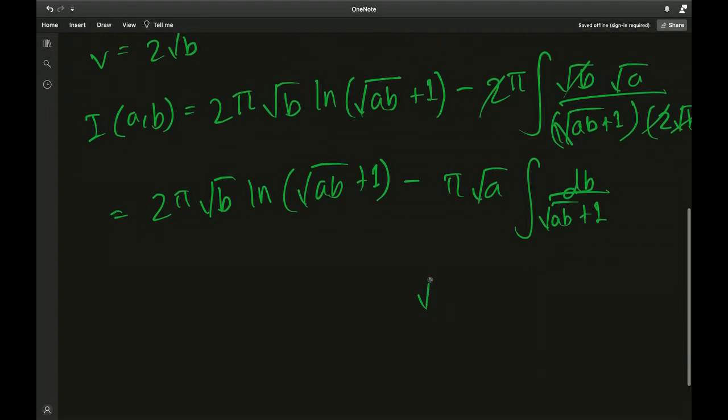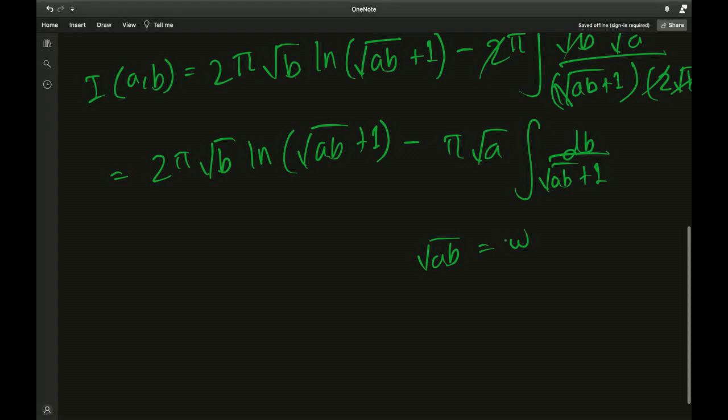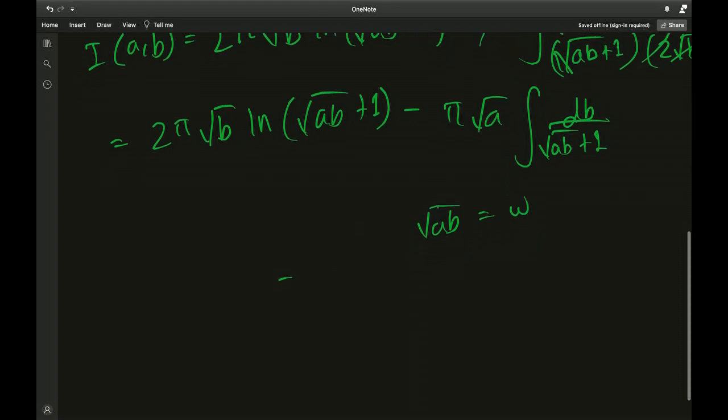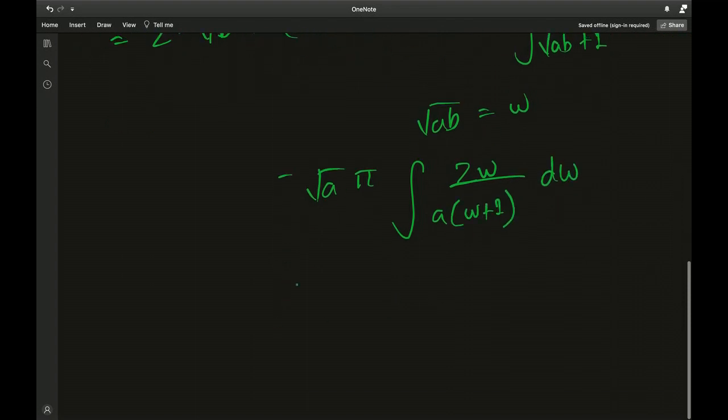Now I would like to introduce a substitution. Square root of AB is equal to W. I'm not writing the first bit, I'm just writing the second bit. Square root of A times pi, 2W over A times W plus 1 dW, negative square root of A pi, we can pull the 2 out, and then A out.